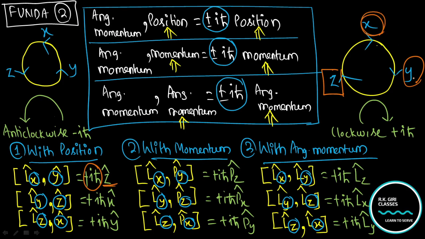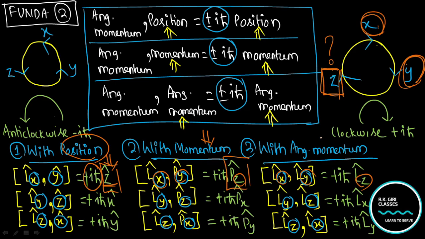So you are focusing on X, Y. You are reaching from X towards Y. Now what will be next? That is Z. So if this is XY, then that will be Z. The difference is, if it is with position, you just add position here. If this is momentum, you add momentum. If this is angular momentum, you add angular momentum there. That's it.